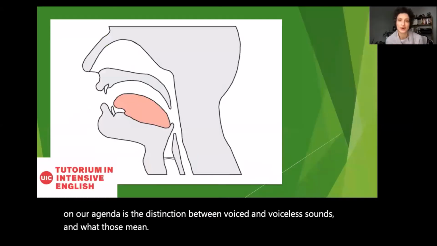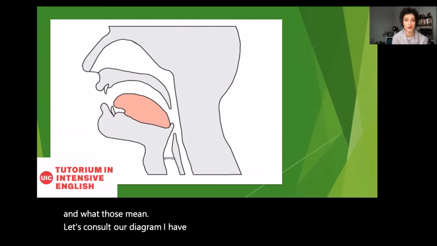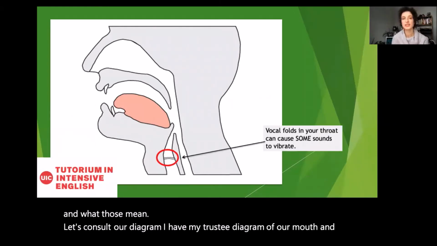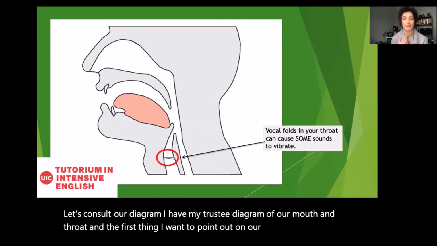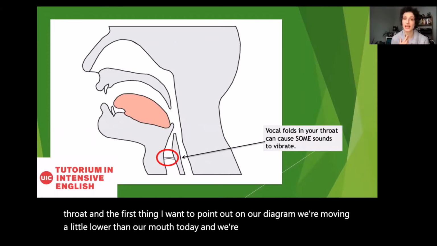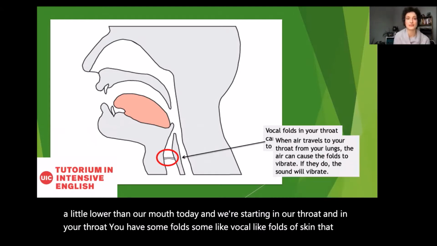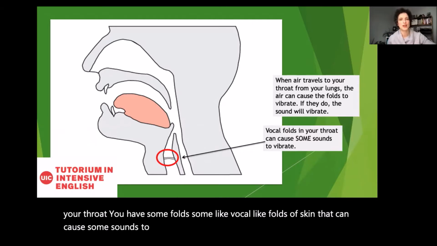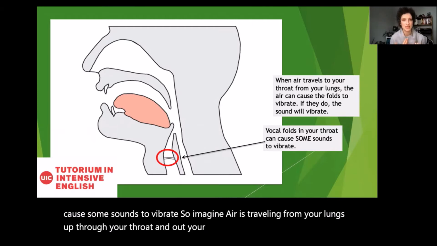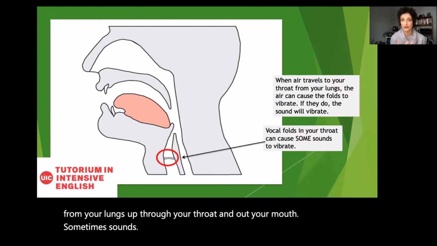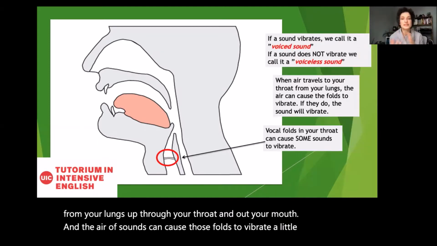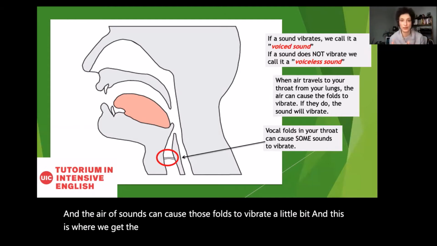Let's consult our diagram. I have my trusty diagram of our mouth and throat. And the first thing I want to point out on our diagram, we're moving a little lower than our mouth today, and we're starting in our throat. And in your throat, you have some vocal folds of skin that can cause some sounds to vibrate. So imagine air is traveling from your lungs up through your throat and out your mouth. Sometimes sounds and the air of sounds can cause those folds to vibrate a little bit. And this is where we get the terms voiced and voiceless.